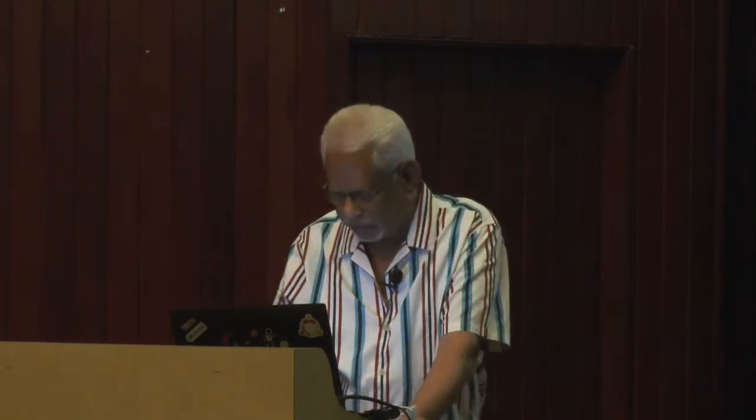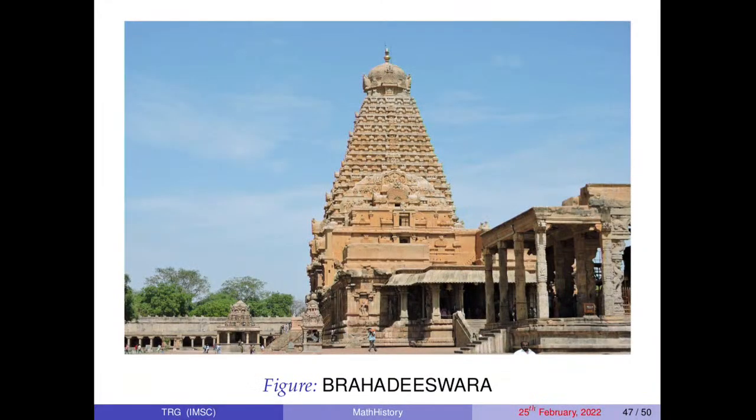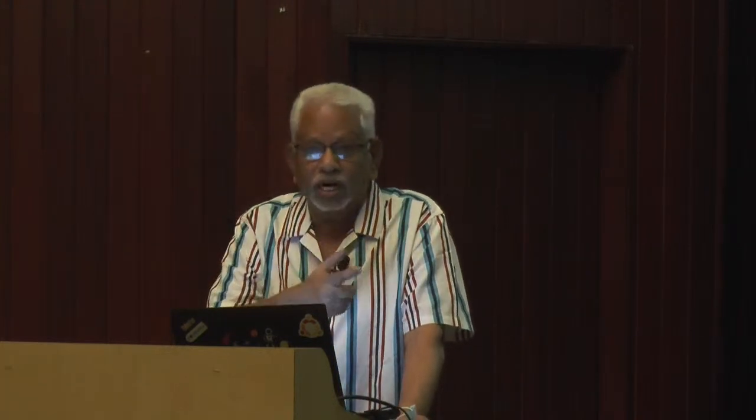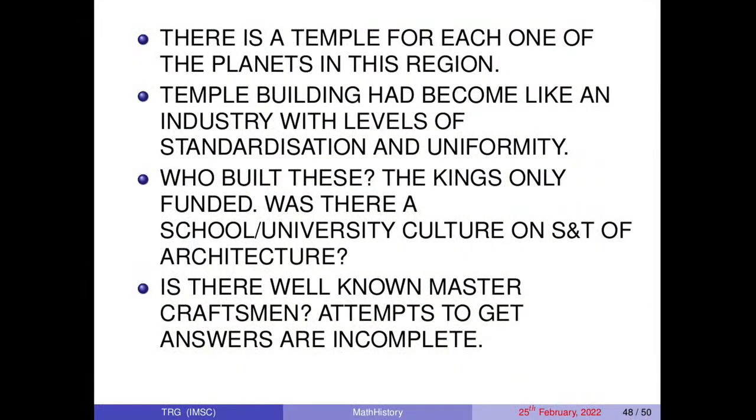The Gopuram will be there, Garbhagriha will be there. Very interesting. So this is your Brihadiswara temple in Tanjavur. There is a temple for each one of the planets in this region: one for Jupiter, one for Agni, Saturn, Rahu, Ketu, everything. In fact, now they have tourism for visiting all these temples, a religious tourism. Temple building had become like an industry, with levels of standardization and uniformity.